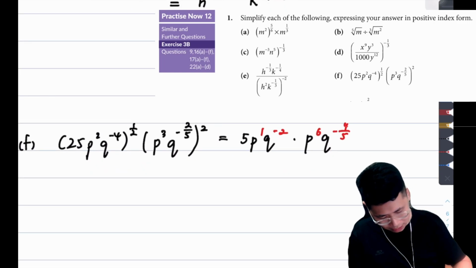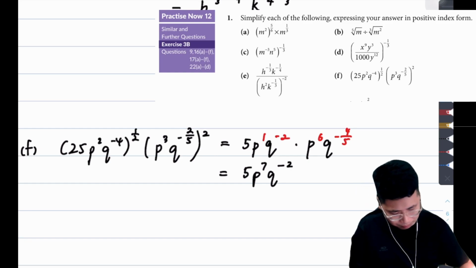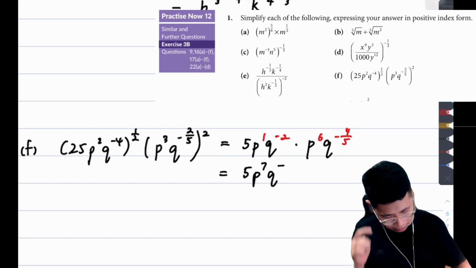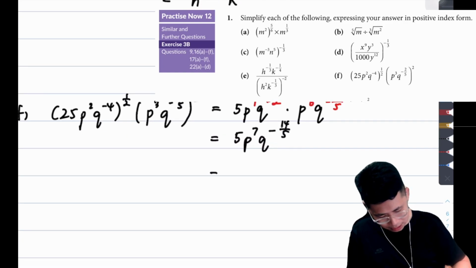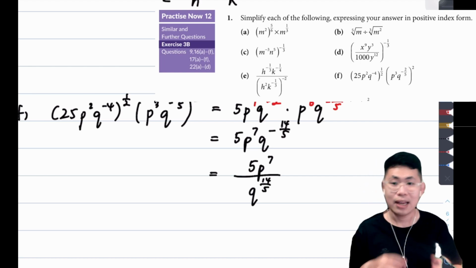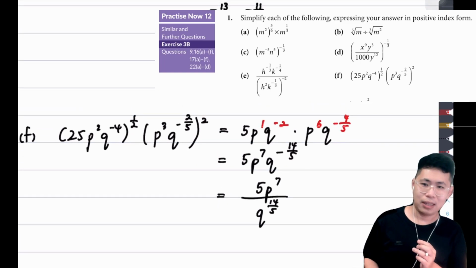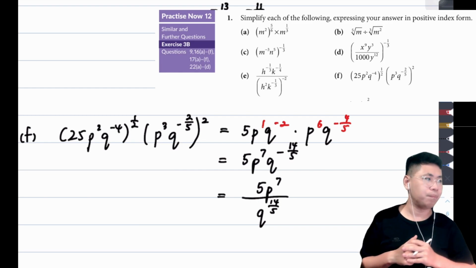Okay, so with this, let us combine our powers. We have 5p to the power of 7, q to the power of negative 2.8, or I can put this as negative 14 over 5, right? So with this, we have our numerator 5p to the power of 7, with q to the power of negative 14 over 5, but the negative now becomes the denominator. So now I'm left with my positive index form.